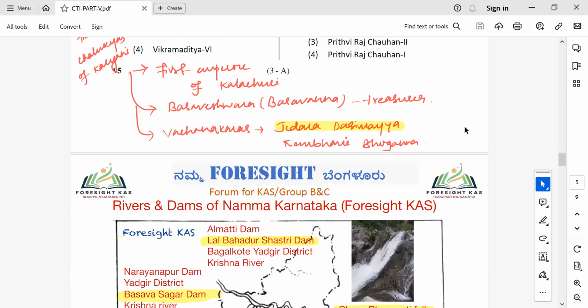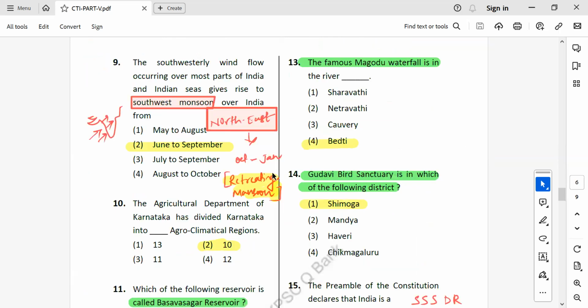So, the ninth question. This is also repeatedly asked. Southwest monsoon. Of course, there are two types of monsoon, southwest and northeast. These are seasonal in nature, and they have asked in which month. June to September will be called the southwest monsoon. Northeast, from October to January, we also call the retreating monsoon.